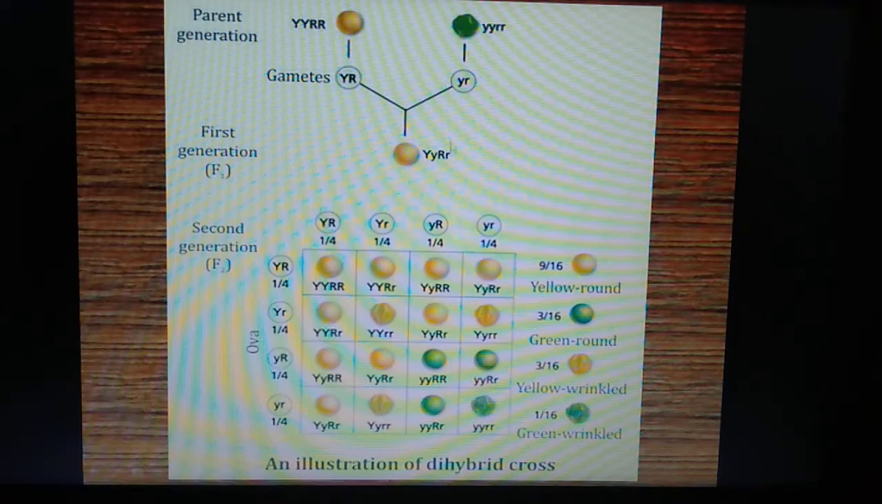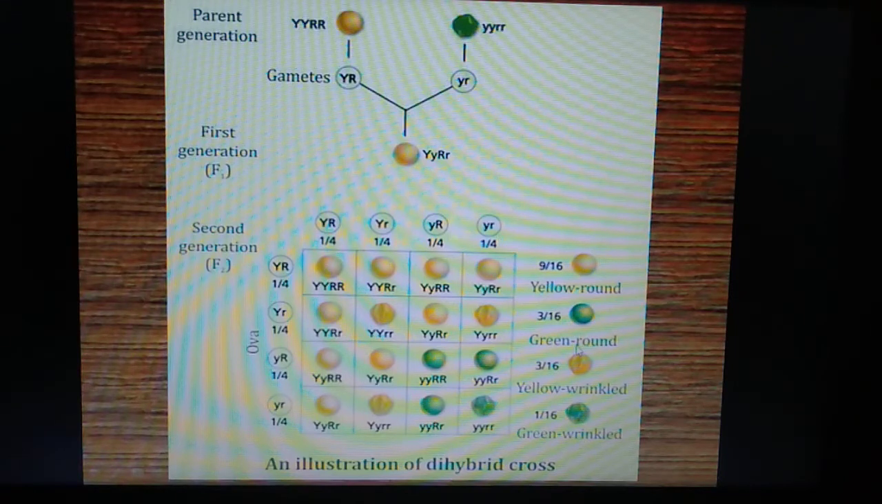So when you cross the F1 generation, we can get different gametes with different combinations: capital Y capital R, capital Y small r, small y capital R, and small y small r. When you cross them, you will get the phenotypic ratio 9:3:3:1. Nine of them are going to be round as well as yellow colored. So 1, 2, 3, 4, 5, 6, 7, 8 and 9.